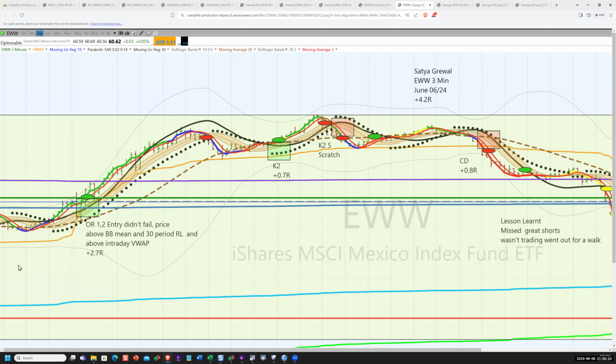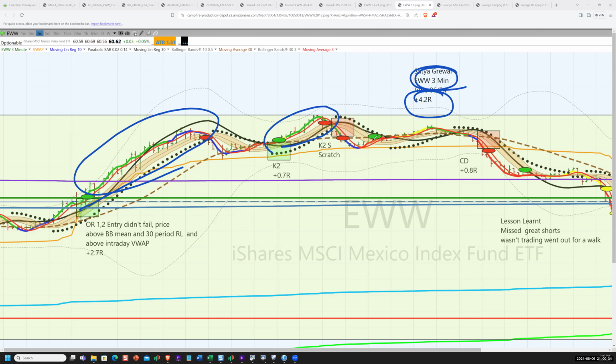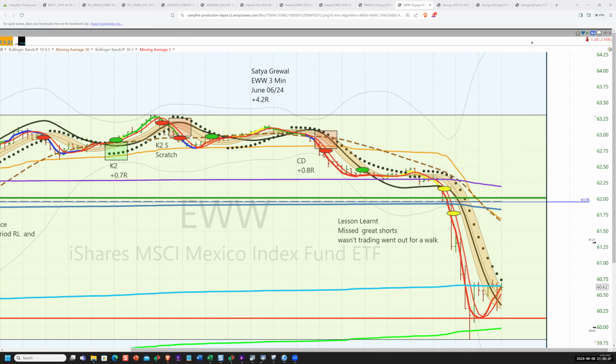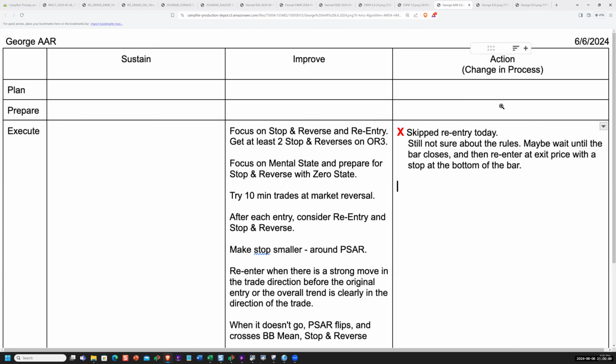Satya is able to get, this one was kind of interesting because he's able to get 4.2 out of EWW. One, two, quick scratch, and gets paid without getting the big move. You know, he went out for a walk for his health. So that's something. George, skipped, still not sure about the rules.